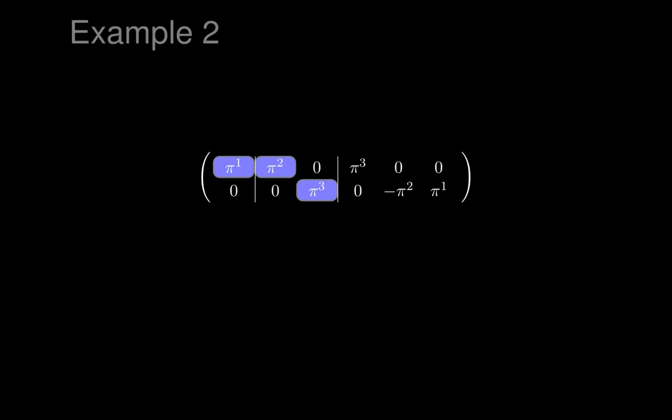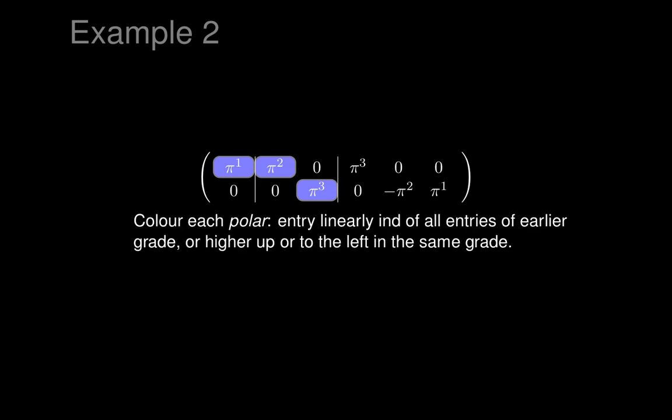These blue highlighted entries I've referred to as polars. We color each polar: each entry which is linearly independent of all entries of an earlier grade or higher up, or to the left in the same grade. So pi 1 is independent of anything else that's ever appeared. And as we read down, imagine reading each grade, grade by grade. You go across the grades starting at the left and going rightward.